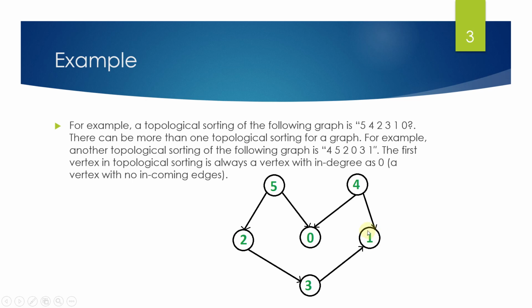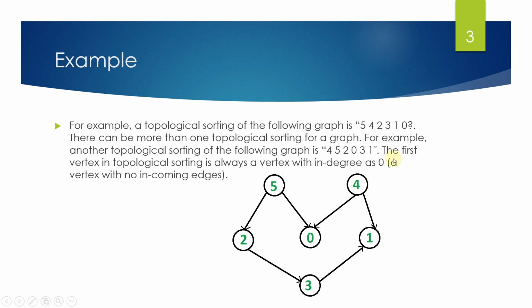Next it's 1. As you can see, 1 has no outward edge, so it can come last or second last, it doesn't matter as long as it comes after 4 and 3. Similarly for 0. One thing you have noticed is the order of 0 and 1 doesn't matter. So what I'm trying to say is there is more than one possible topological sorting of the graph. For example, this is another topologically sorted order. If you want to try, you can also check that every vertex comes before its corresponding edge.